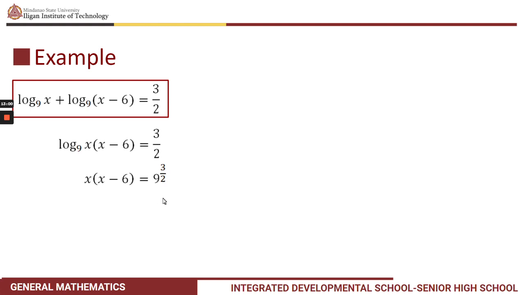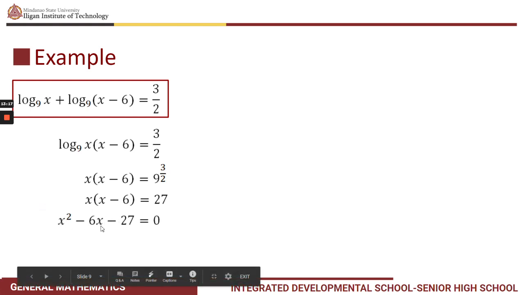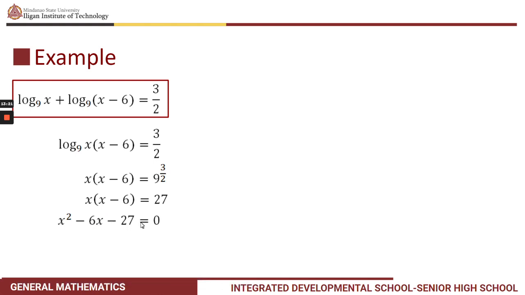So what is 9 raised to 3 halves ba? This 2 in the denominator indicates a square root. So square root of 9 is 3, and then you cube that one, you will get 27. Okay, so we distribute, combine like terms. We have x squared minus 6x minus 27 equal to 0.